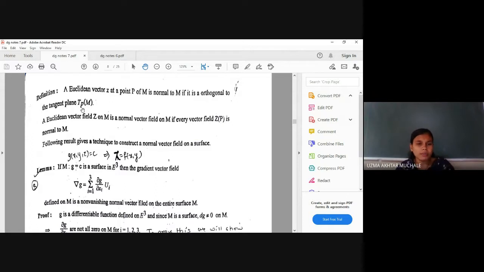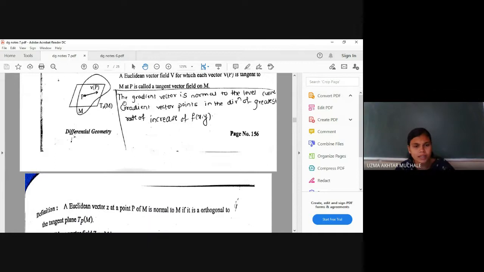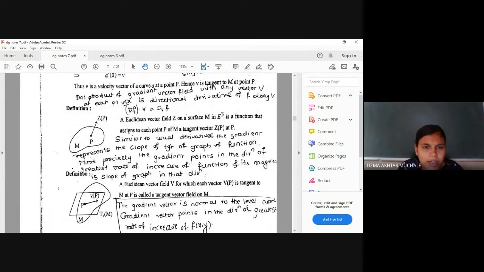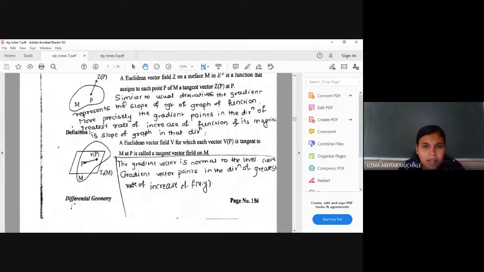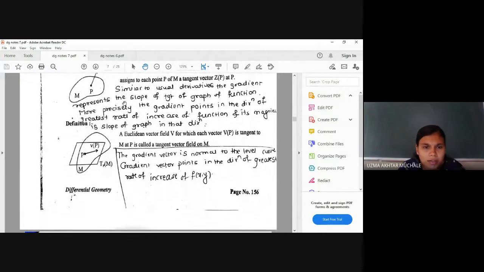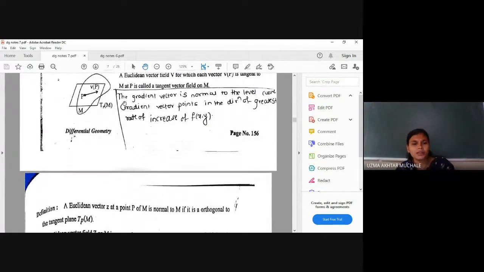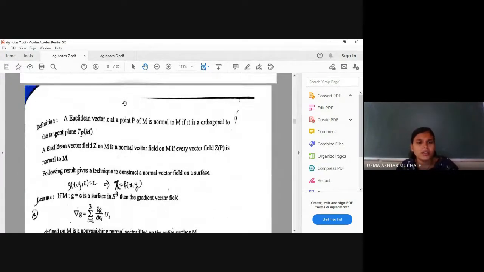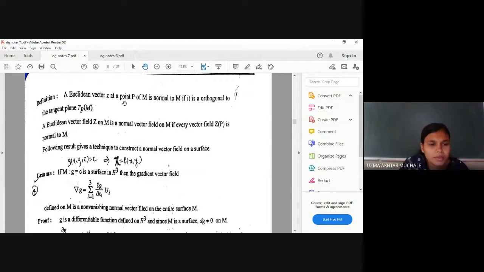Right, these are the things I am not taking in detail because we have already covered these definitions in our first chapter: what is a tangent vector, a vector field, and a normal vector. So if you have any type of doubt, you can ask.